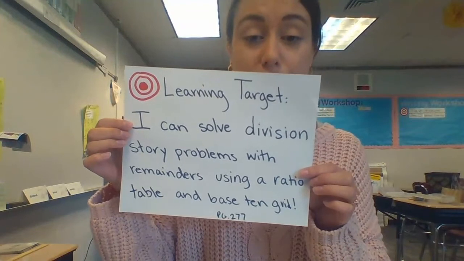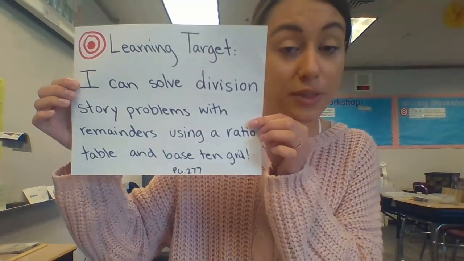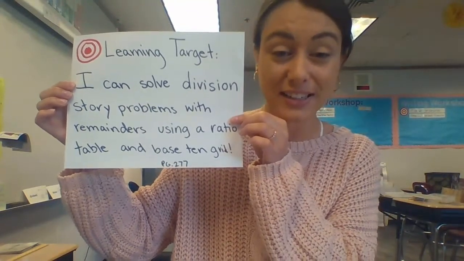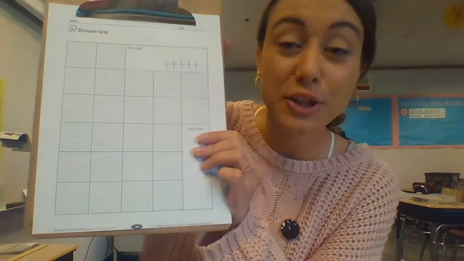All right, friends, let's start with our learning target. I can solve division story problems with remainders using a ratio table and base 10 grid. Friends, we are going to be using a base 10 division grid with a ratio table already built in for us. You will have these sheets, a couple of them, in your packet to do 2, 3, and 4. I'm going to do number 1 together with you, and then I will send you my answer as well so you can see how I did it.